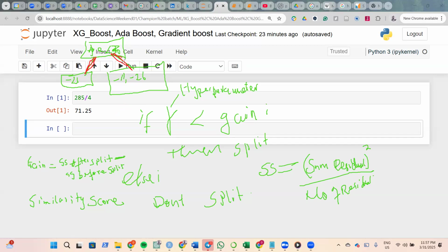For it to know whether it should split the branch again, it's going to say that if alpha is less than gain, then it should split. But if alpha is not less than gain, then it should not split. And gain is the similarity score after split minus the similarity score before split. And now similarity score is considered as the sum of residual. So let's take the first branch. You remember this was the residual.